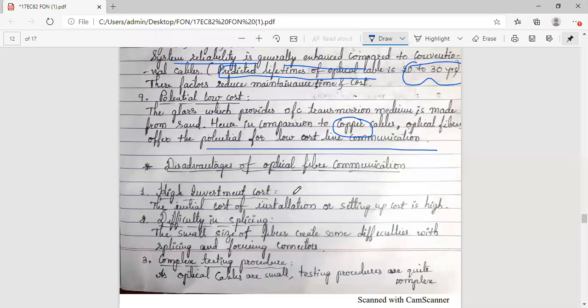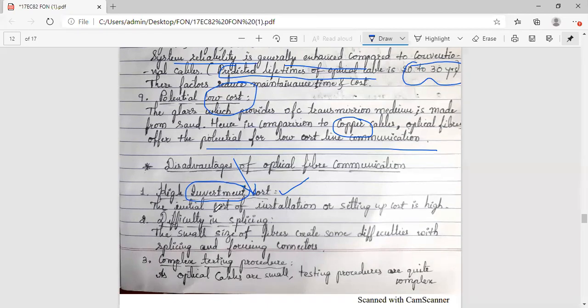So obviously, when there are advantages, there will be some disadvantages too. Let us see what the disadvantages of optical fiber communication are. The very first thing is high investment cost. This is not throughout, because till now we have been focusing on low cost. But how is it an investment cost? Initially, when you are setting things up for the first time, the initial cost of installation for optical fibers is high. One time investment, as we say. So initially you have to pay, and the investment is high.